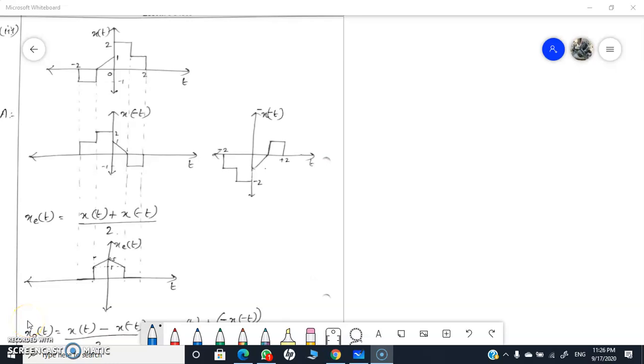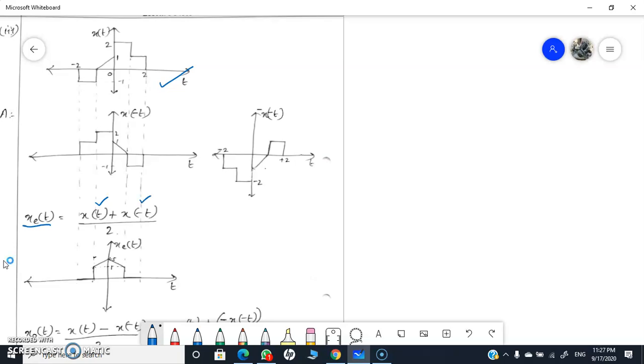Dear all, I am continuing with an example of even and odd signal. So here you are given a signal x of t in its graphical representation like this. Okay, so this is the given signal x of t. So you know that for finding the even component of the signal, I need to apply the equation x of t plus x of minus t by 2.